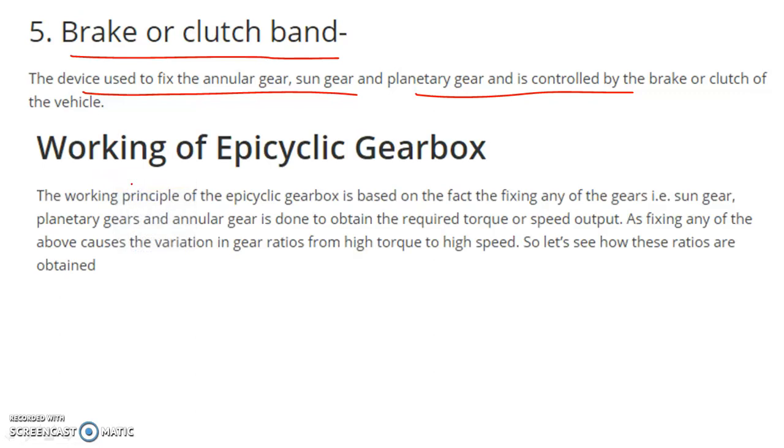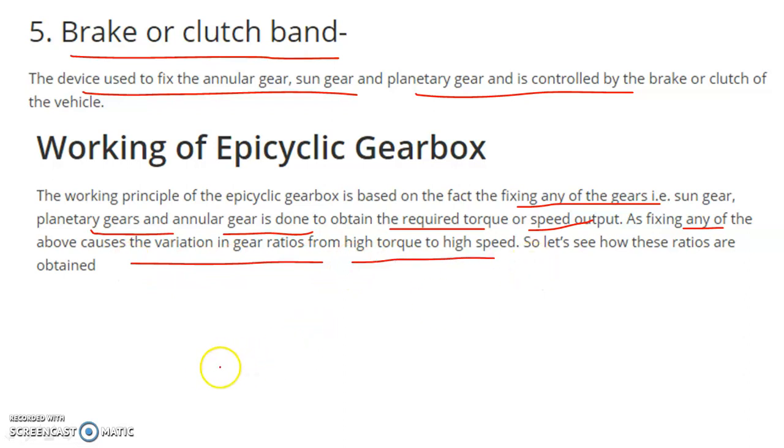Working of epicyclic gearbox. The working principle of the epicyclic gearbox is based on the fact that fixing any of the gears, that is sun gear, planetary gears and annular gear, is done to obtain the required torque or speed output, as fixing any of these causes variation in gear ratios from high torque to high speed. So let us see how these ratios are obtained.